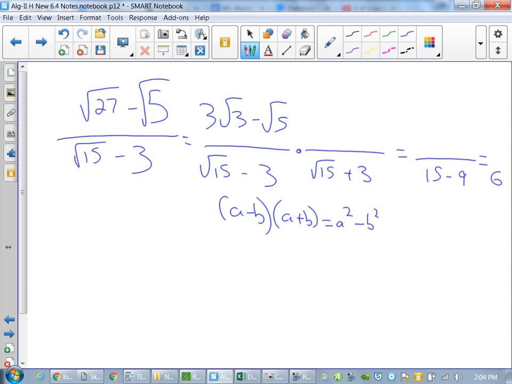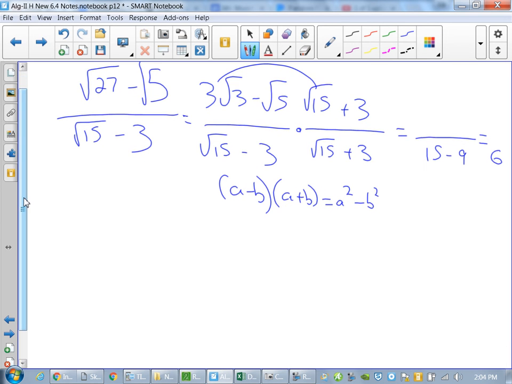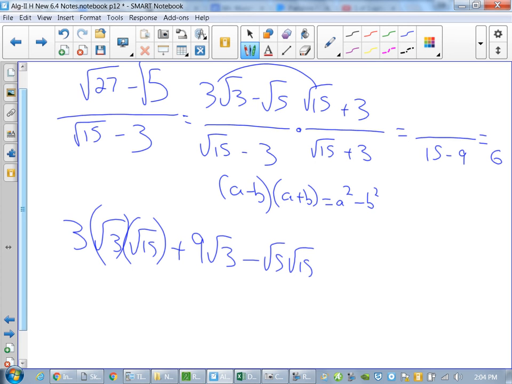Okay. So now I do the same thing with the numerator, and I have to FOIL out. So what I'm going to do is write the FOIL out down here where I have a little bit more space. So I have a 3 root 3 times a root 15. And then I have plus a 9 root 3. Then I have minus a root 5 times a root 15. And then I have minus a 3 root 5. Now, bear in mind, this is still all over 6, and I'm going to rewrite that here in a minute. I'm going to try and simplify what I can as I go through.